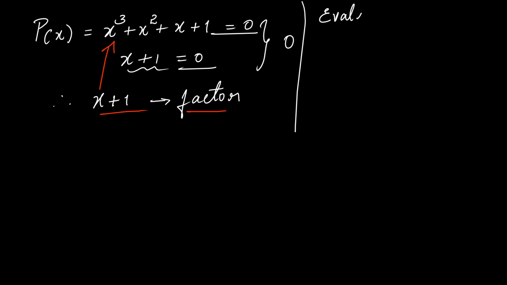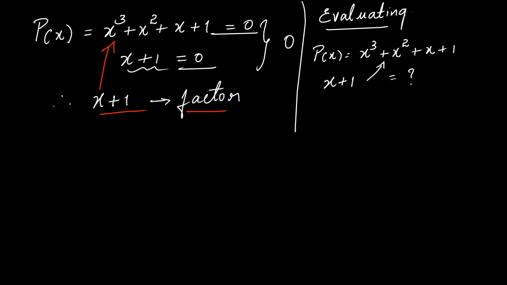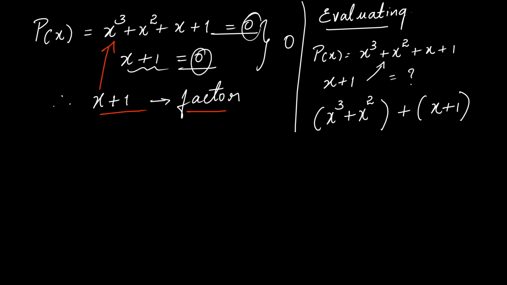Let me show you something interesting. In this polynomial expression x cube plus x square plus x plus 1, we have a factor x plus 1. So how do we know that x plus 1 is present inside this factor? Already we found out this expression is equal to 0. But in order to verify, we have one more method. Group like this: x cube plus x square is one group and x plus 1 is the other group.